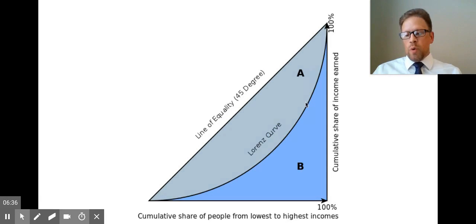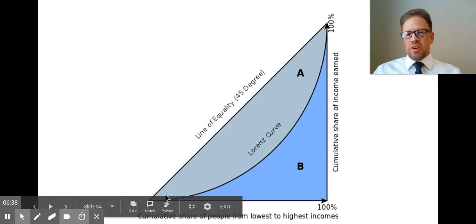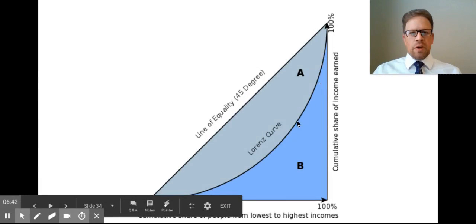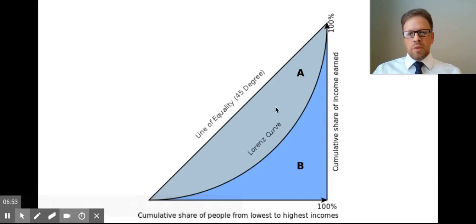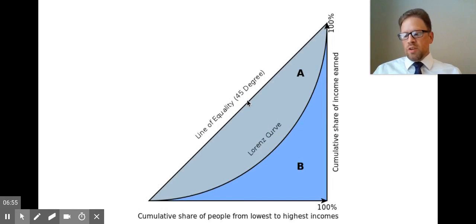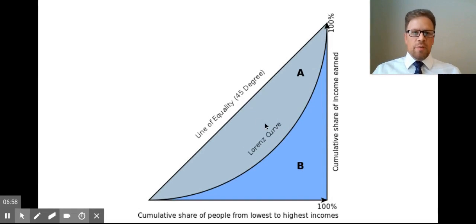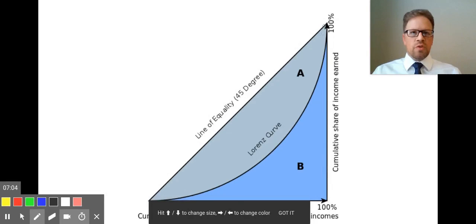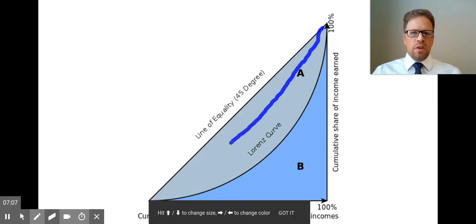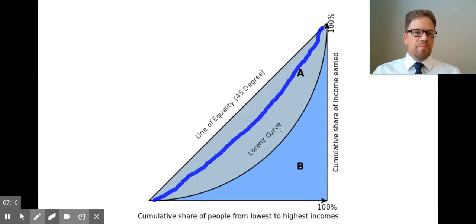With this tool, you compare the area between the Lorenz curve, so this curve at the bottom here is considered the Lorenz curve, and the line of equality. This 45-degree angle line is considered the line of equality. The larger the area between the Lorenz curve and the line of equality, the less equal its distribution of income. So if the Lorenz curve is close to the line of equality, that means it is more equal than if it's farther away.